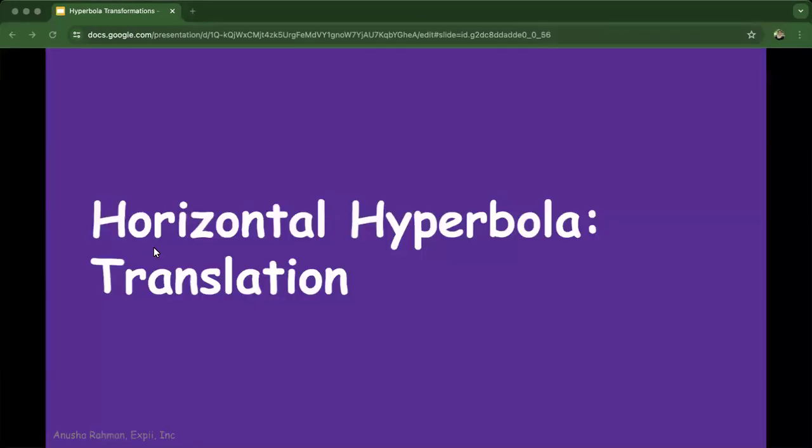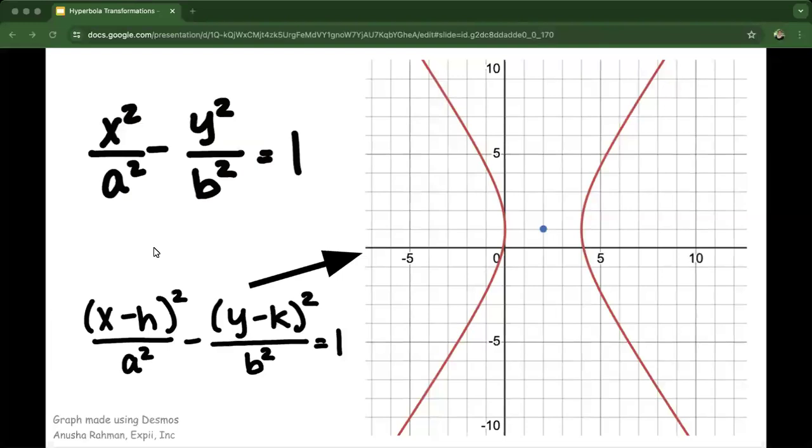So let's start with a horizontal hyperbola translated. We've briefly learned about this concept before, but we'll review it. The top equation is the standard form of a hyperbola with no transformations, which we just saw. The second equation is the standard equation for a horizontal hyperbola with its center at (h, k). The (h, k) is where the hyperbola has been translated. It's been translated horizontally by h units and vertically by k units. This graph is an example of what a translated hyperbola looks like.